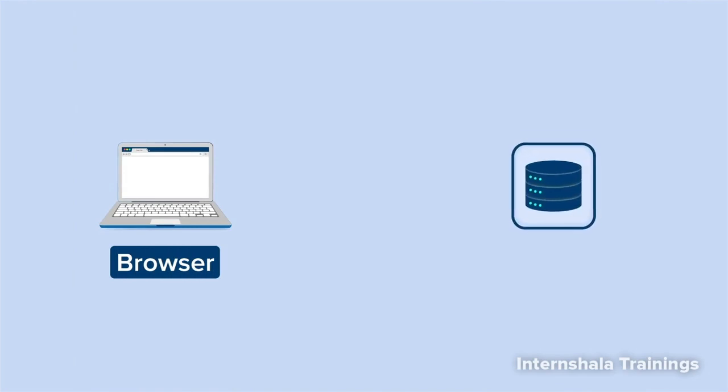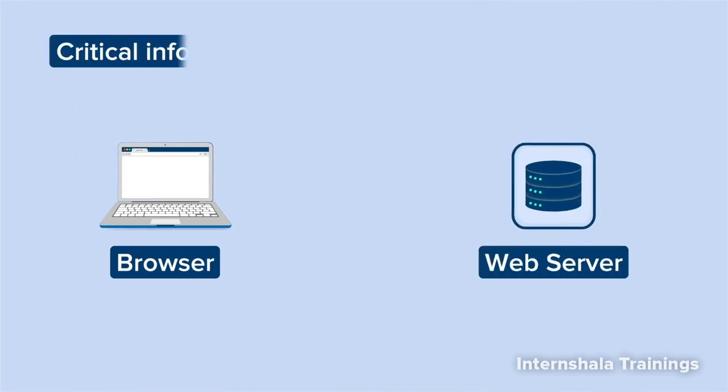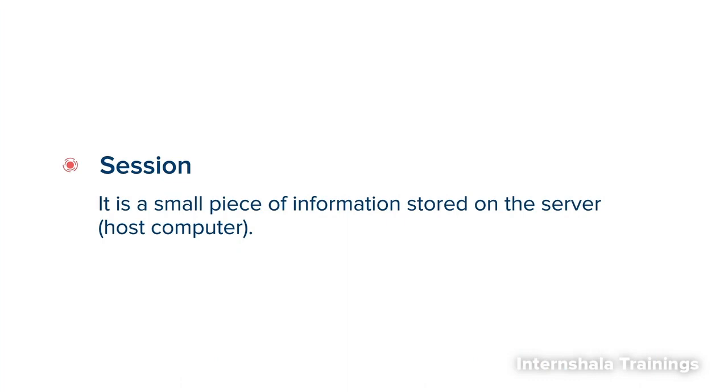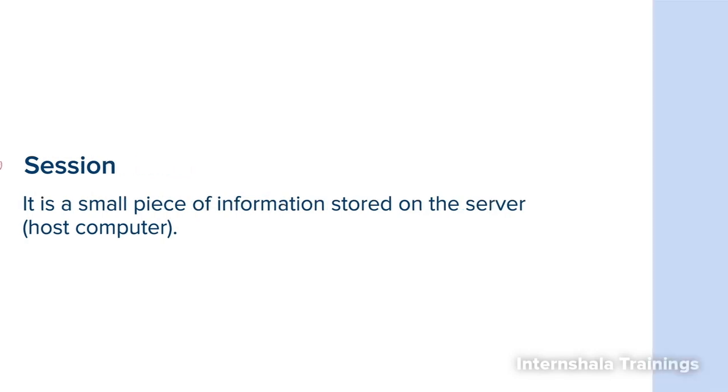Now, in a communication channel, broadly we have a client and a server. We can't store critical information on the client side or the browser, as it can be accessed by the user. However, servers are more secure because only the web server can access them using some code. This means we can store critical information on the server side. And here comes the concept of sessions into the picture. Sessions are a small piece of information stored on the server, that is, on the host computer, so that the web server, through some code, can access them but not the users.